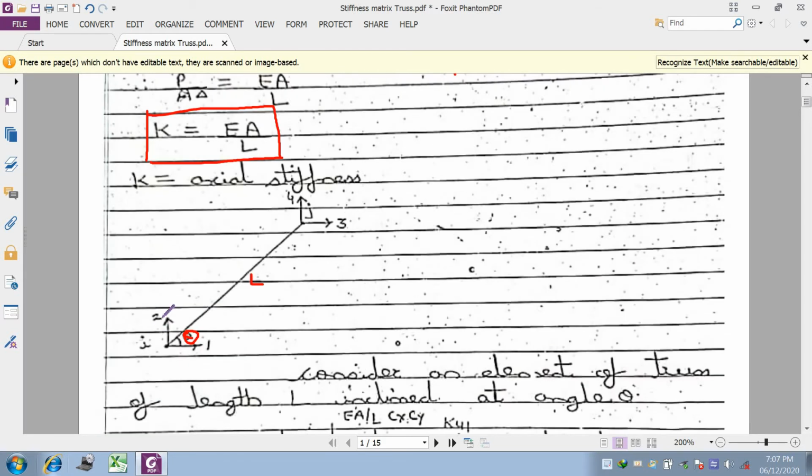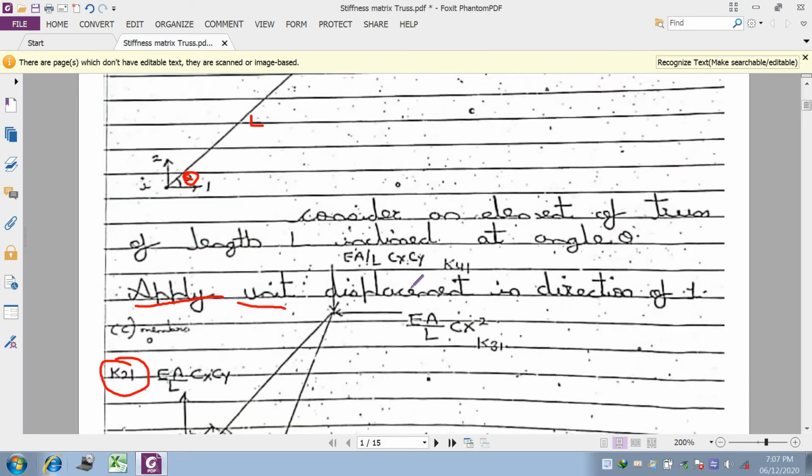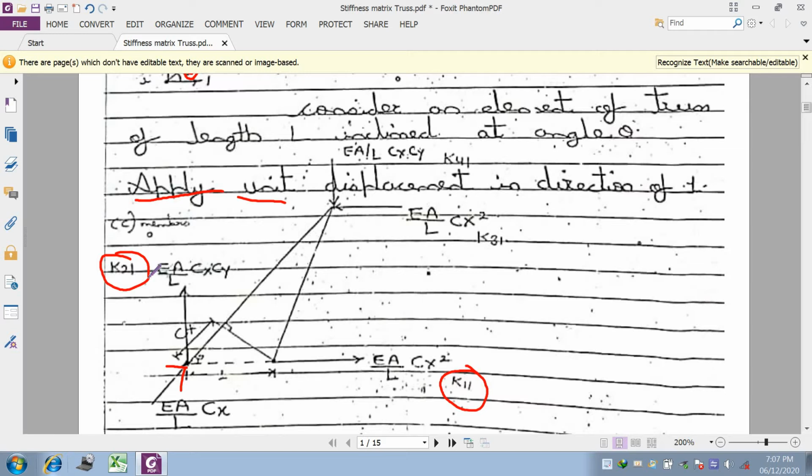This is 1, 2. If you see the original part, this is 2, and we are applying the displacement of 1. So therefore 2, 1 will be there. Okay, and here it will be EA by L CX, and here it will be EA by L CX CY. Similarly, we are getting these 2 values, and we are getting 1 value here.